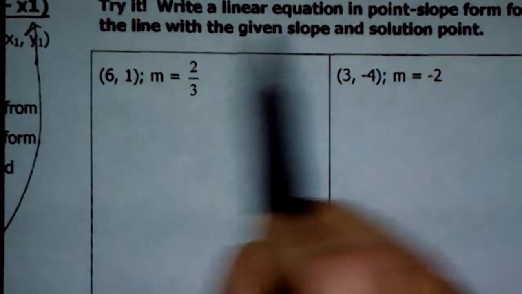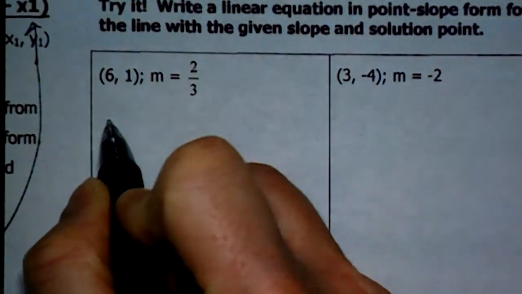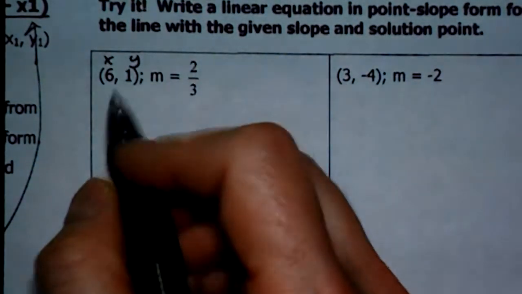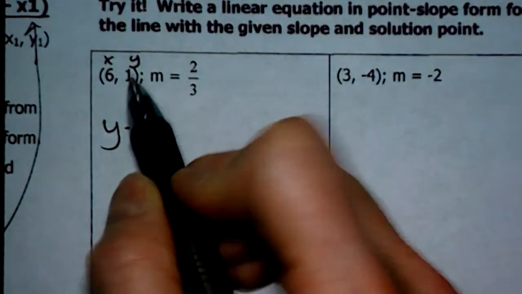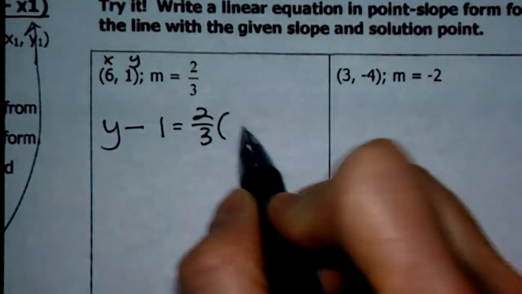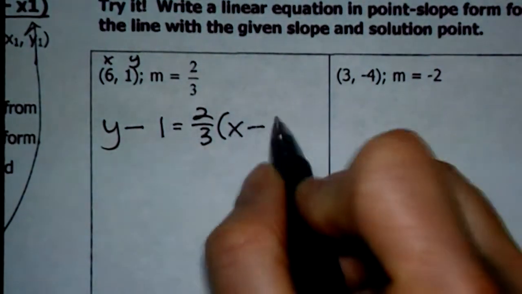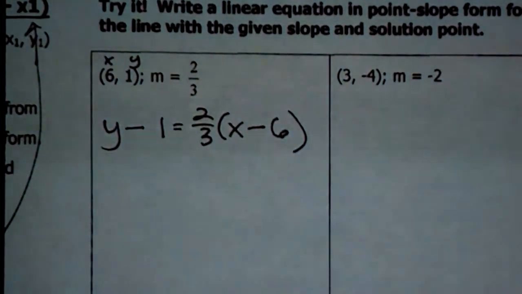It says, try it, write a linear equation in point-slope form for the line with the given slope and the solution point. So we're supposed to take our x and y and plug those in for x1 and y1. So I'm supposed to take y minus y1, which is 1, equals the slope times x minus x1. That's it. That's all I need you to do so far. Yes, it'll get a little more complicated later, but I like to start off nice and slow.